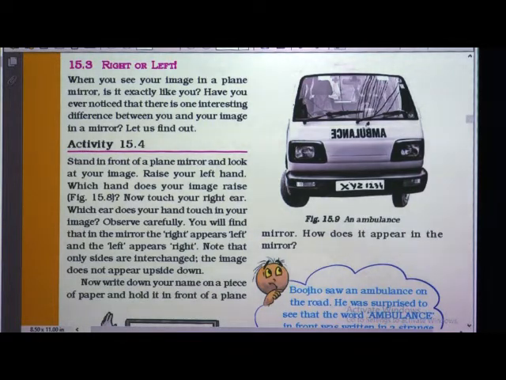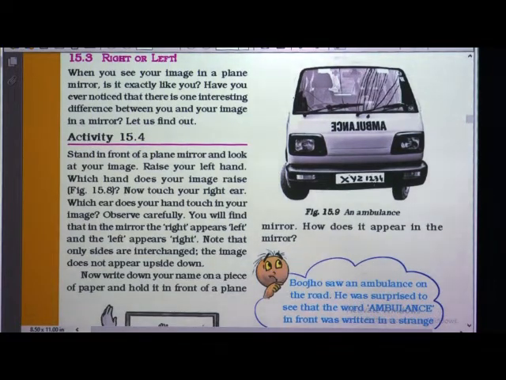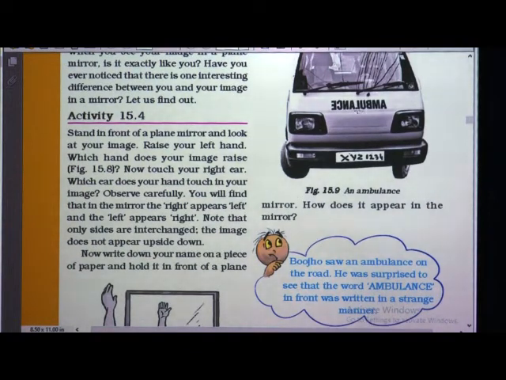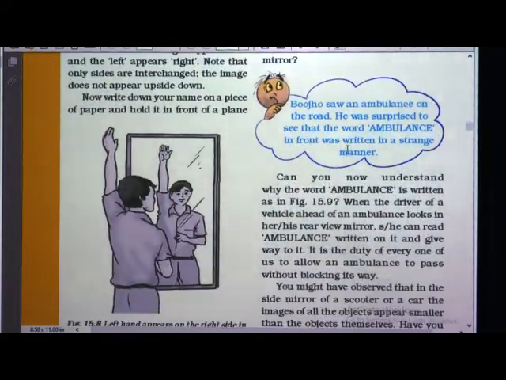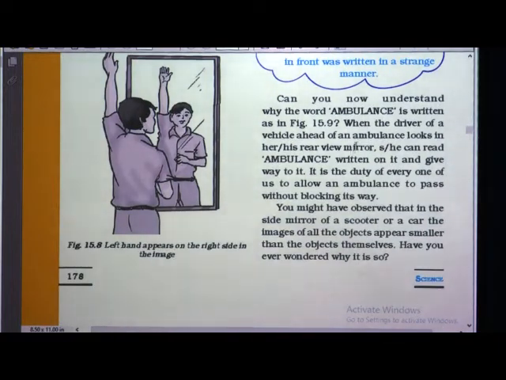looks in the mirror, he can read the word ambulance properly. Though it is written here in the opposite direction, the driver can see the image of this ambulance word in the mirror in the correct manner. So that is why this word is written on ambulances like this.